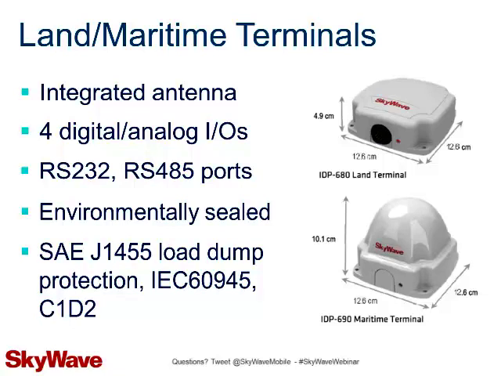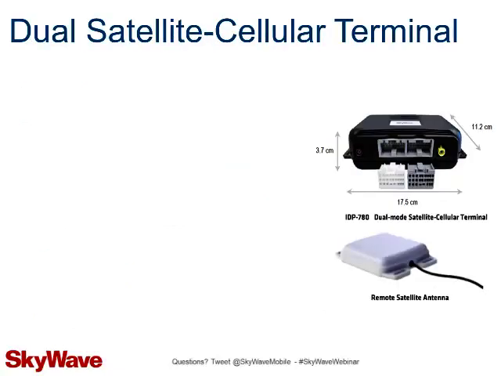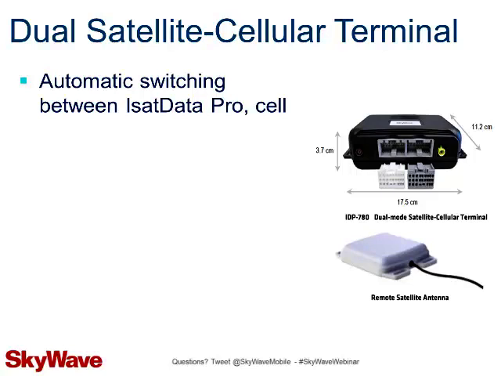SCADA applications. The IsatData Pro dual-mode Satellite-Cellular terminal has the added benefit of a cellular modem in addition to a satellite modem. This allows the terminal to automatically switch between IsatData Pro satellite or the local cellular network depending on which communication service is available. This feature is ideal for the transportation market, which has assets moving between urban and remote regions, and customers wanting to use the most cost-effective service without sacrificing the visibility or the ability to communicate with their vehicles.